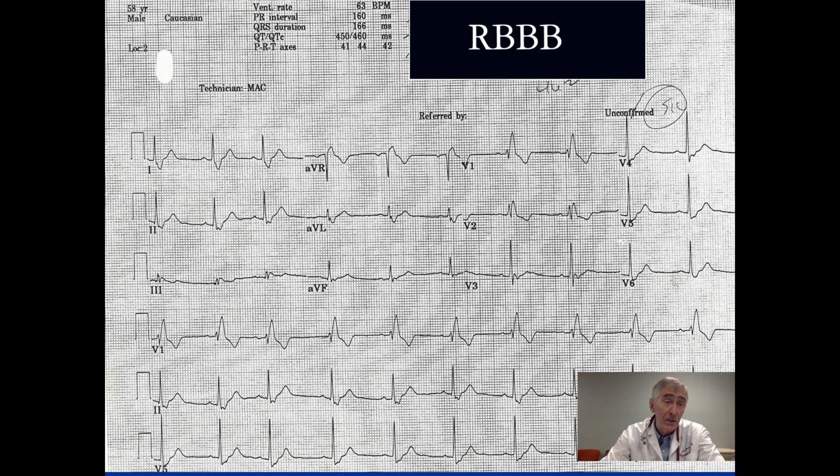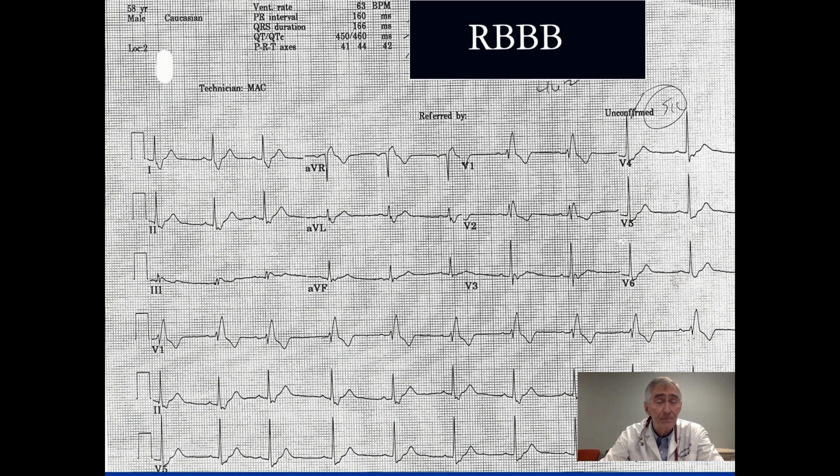Now, again, we looked at the standardization here. We see that the rate is 1, 2, 3, 4, 5, 6, 7, 8, 9, 10. So 10 times 6 is going to be a rate of 60. There's an upright P wave here in lead 1 and 2, and it's negative in aVR, and there's a P with every QRS. So this is sinus rhythm.